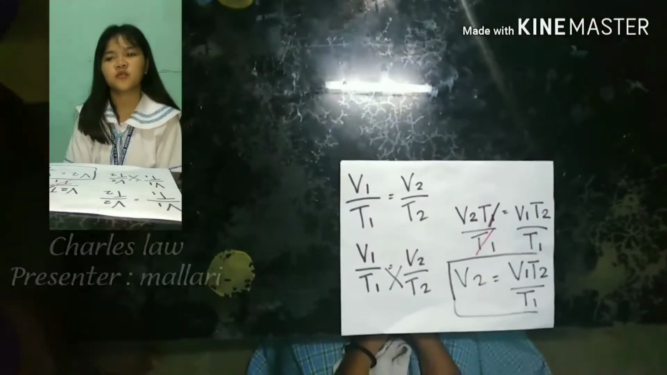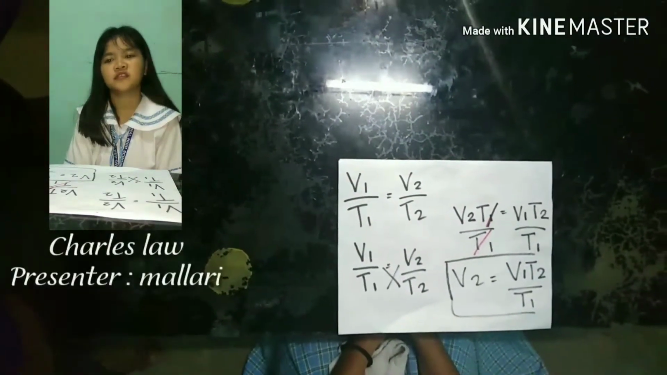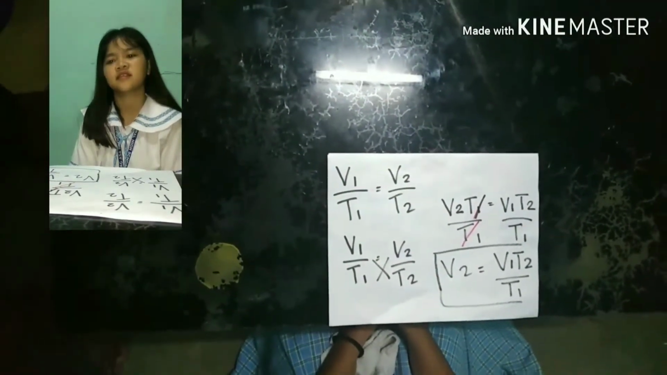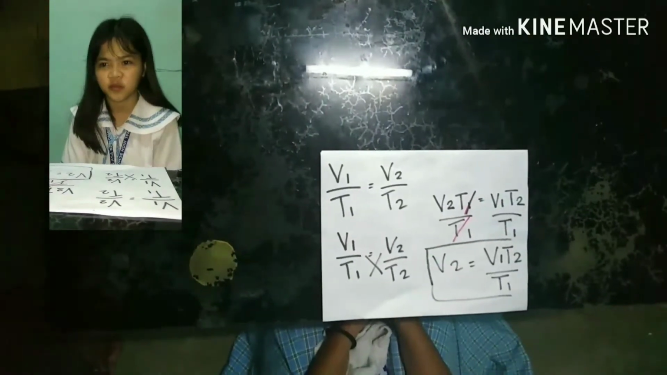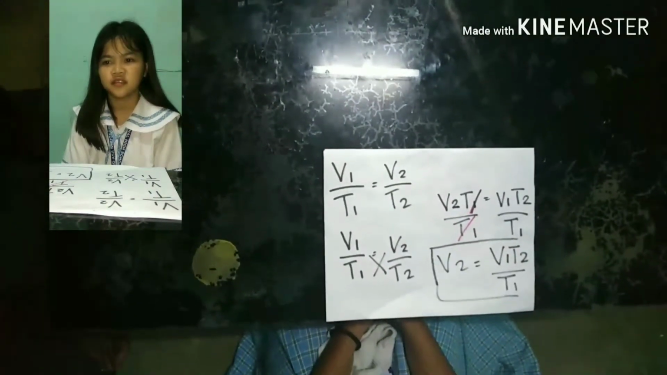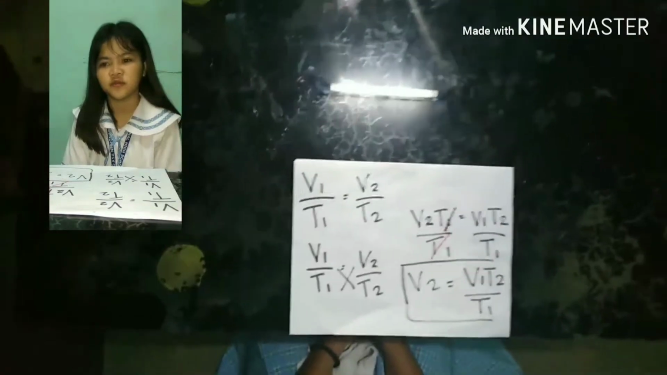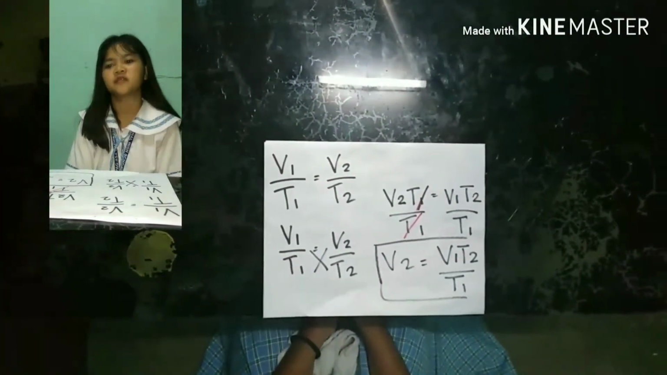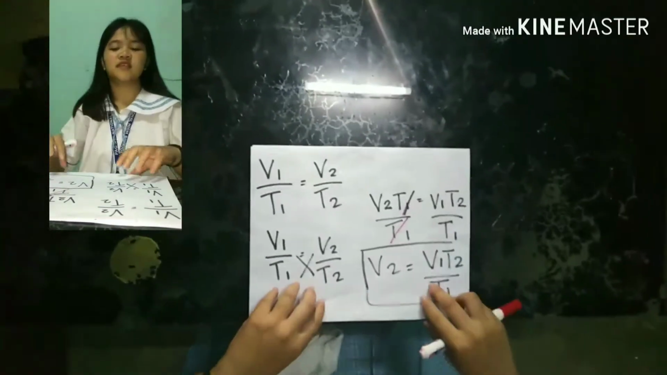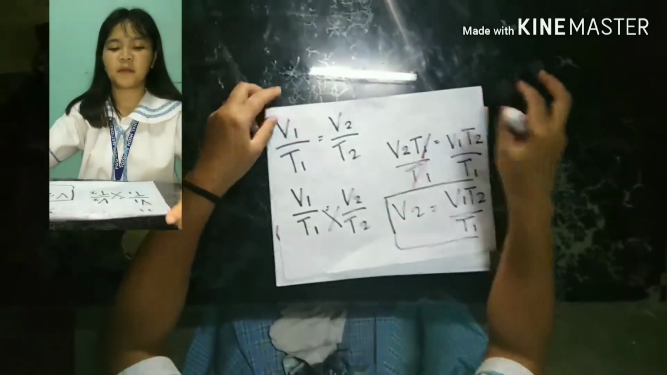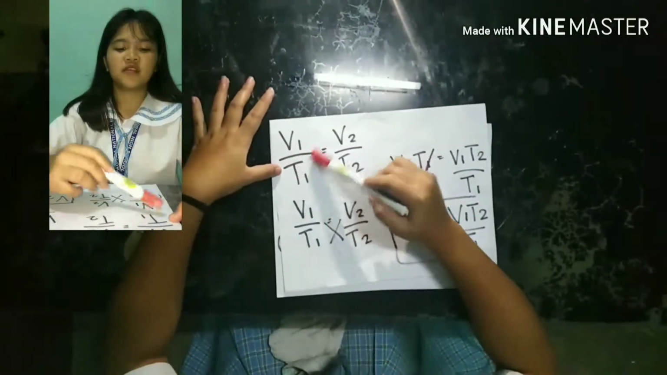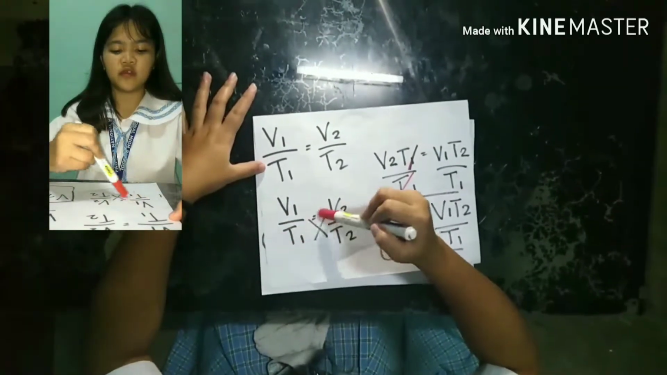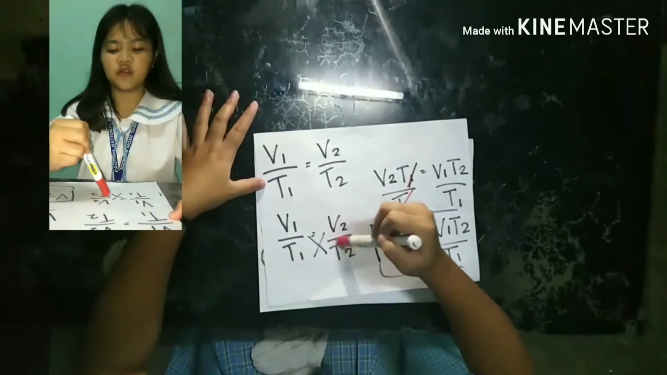Hello everyone, did you know what Charles' law is? Well, Charles' law states that the volume of an ideal gas at constant pressure is directly proportional to the temperature. This is the standard formula: initial volume times initial temperature is equal to final volume times final temperature. This is the formula of Charles: V1 over T1 is equal to V2 over T2.